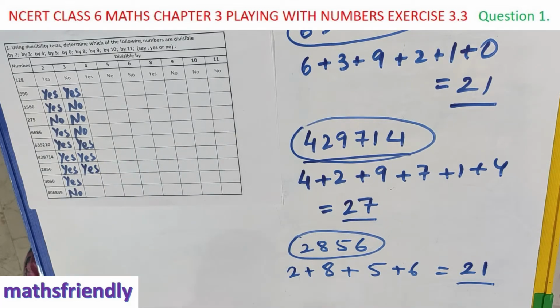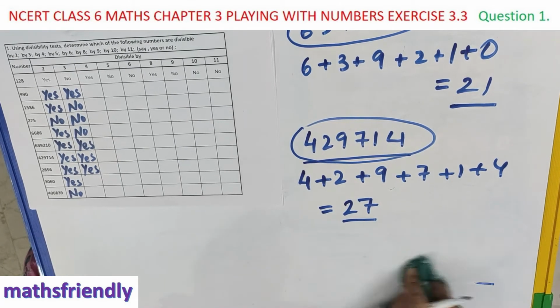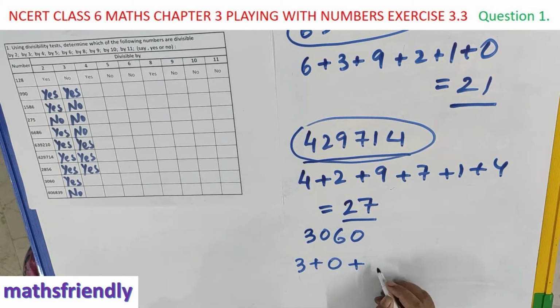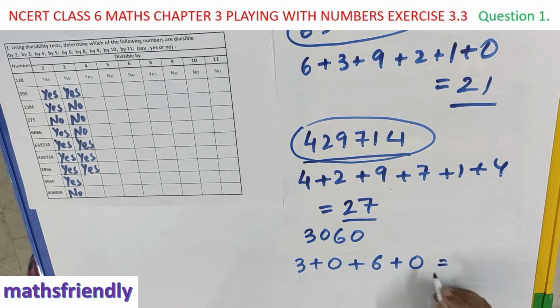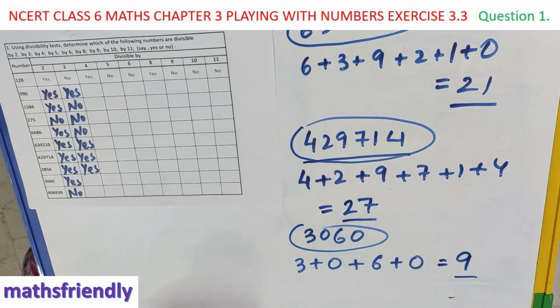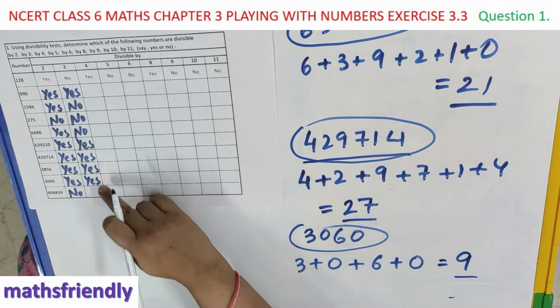Now let us come to the next number. The next number is 3060. So for 3060, we have to add the digits of the number. We have to add all the digits, whether it is 0 or anything. We have to take the digits and add them. So I have added 3 plus 0 plus 6 plus 0: 3 plus 0 is 3, 3 plus 6 is 9, 9 plus 0 is 9. Right. So 9 is divisible by 3. It means this number is also divisible by 3. We will write yes, this number is divisible by 3.